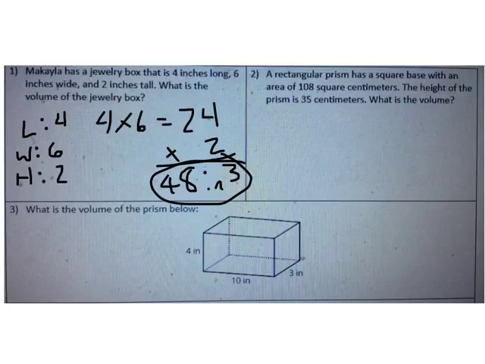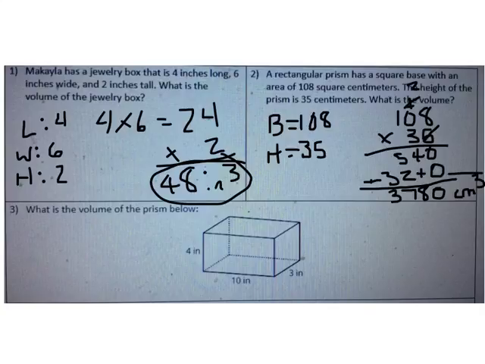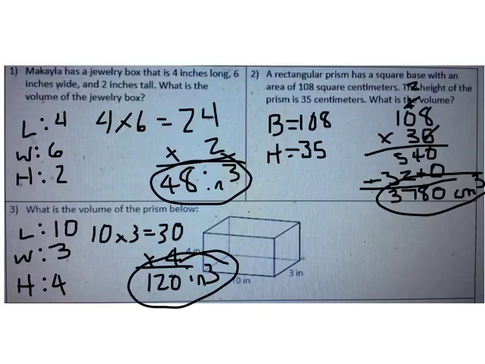Now solve another one. A rectangular prism has a square base with an area of 108 square centimeters. The height of the prism is 35 centimeters. What is the volume? Go ahead and solve for that now. Write your answer with no comma. The correct answer is 3,780 centimeters cubed. Solve for the volume of the prism in number 3. The correct answer is 120.